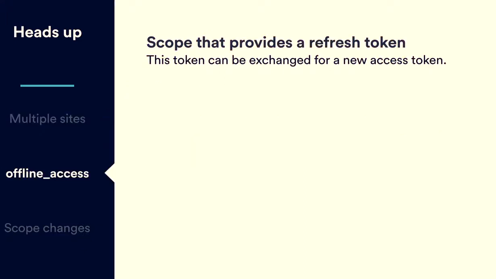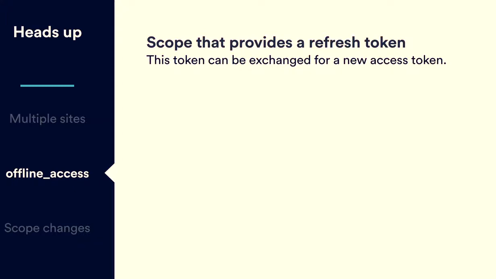Cool. Offline access. This is an auth thing, and it's a scope. It's not in the configuration page. You don't need to enroll into the scope, but it's something useful. You can request this scope in the authorization URL. So why would we use offline access?